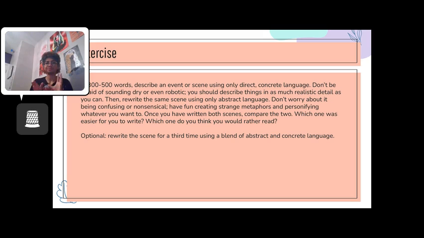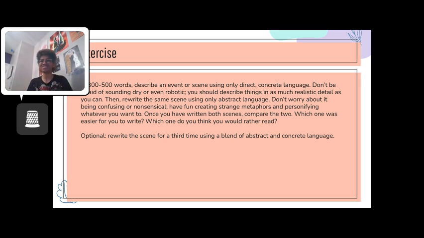go home and I want you to write anywhere between 300 and 500 words. Describe an event or a scene. Be as direct or concrete as possible. Doesn't matter if you think it sounds like the most boring thing you've ever read. This is an exercise. Then I want you to take the exact same scene and event and rewrite it using only abstract language. Do this exact same thing, but with abstract language. Use as much metaphor as you can.